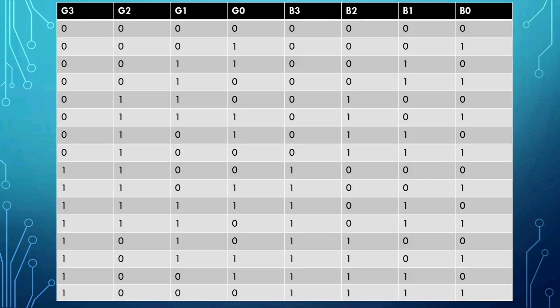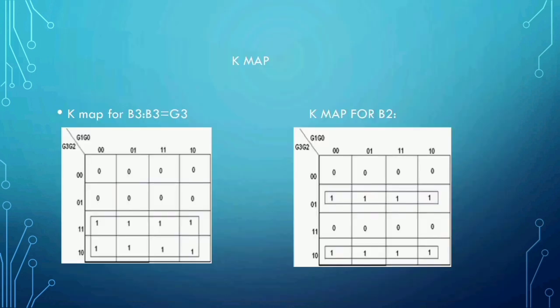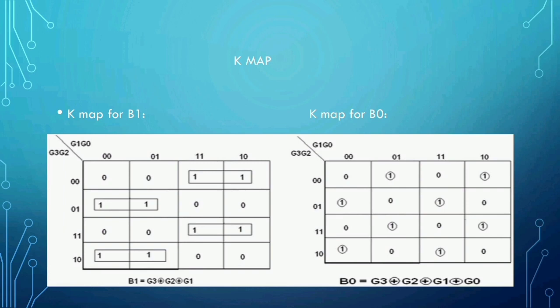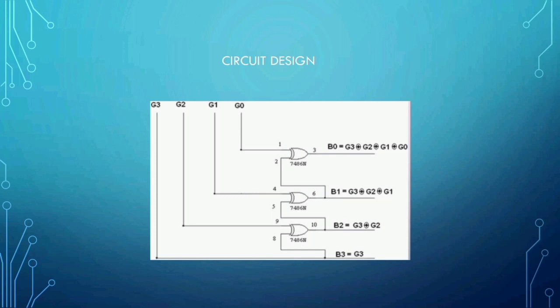Truth table for gray code to binary conversion. K-map for B3 and K-map for B2. K-map for B1 and K-map for B0. Circuit design.